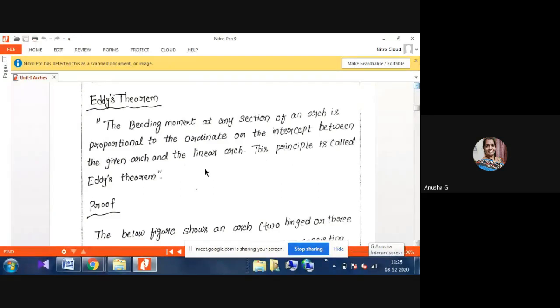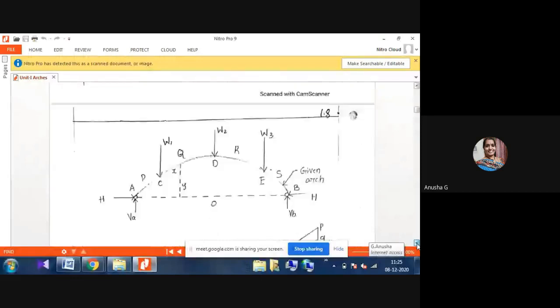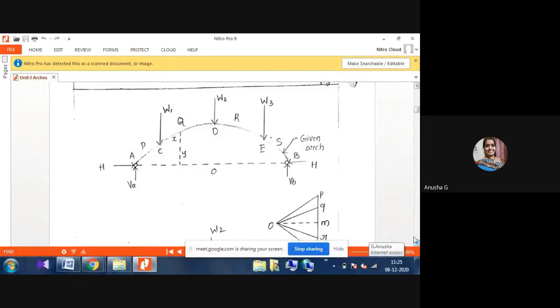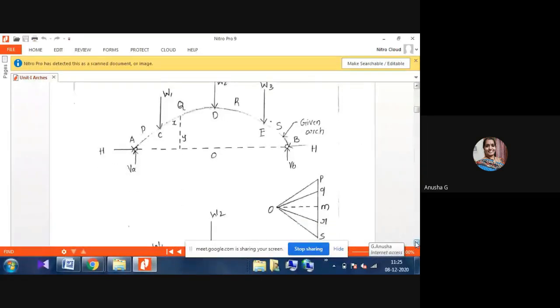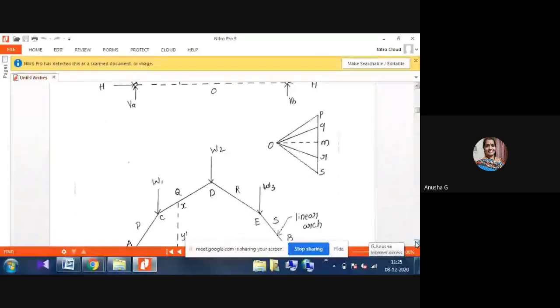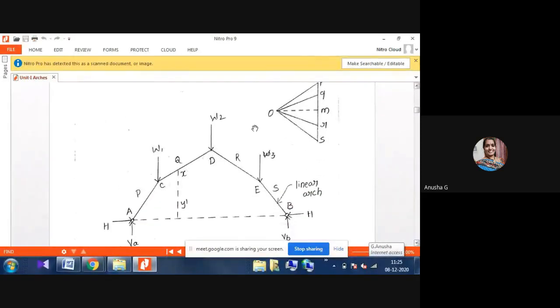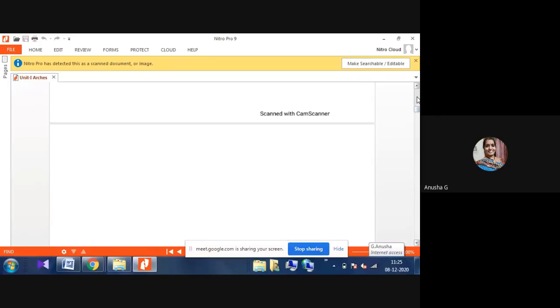The given arch and linear arch can be observed here by the graphical method. This one is the given arch. This one is a linear arch. By considering these two conditions, we take the given arch and change it to the linear arch, and then we consider how the arch will be in different forms. Okay, now we'll see the derivation.